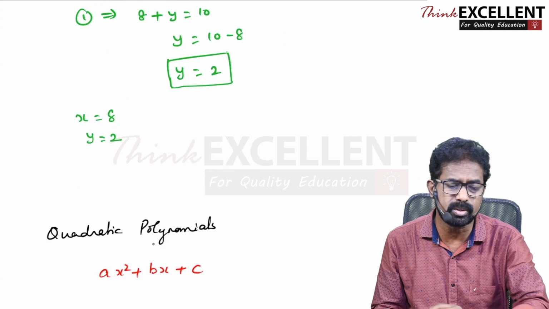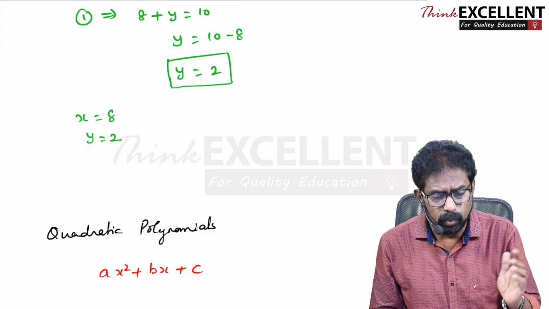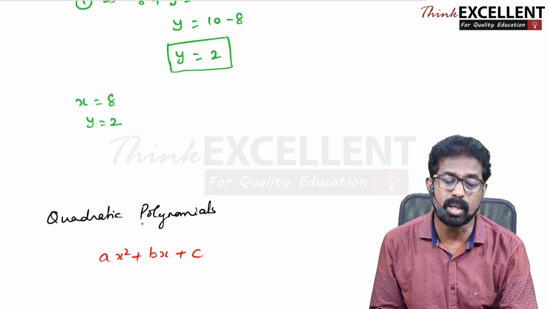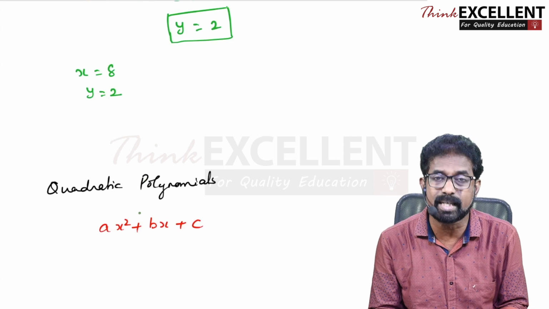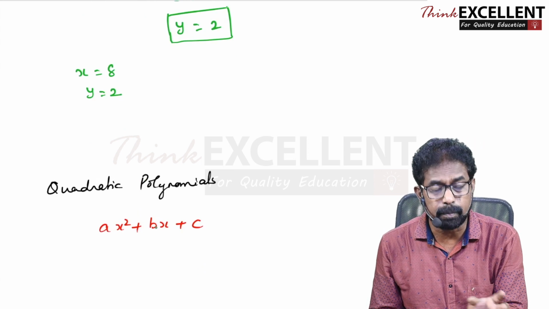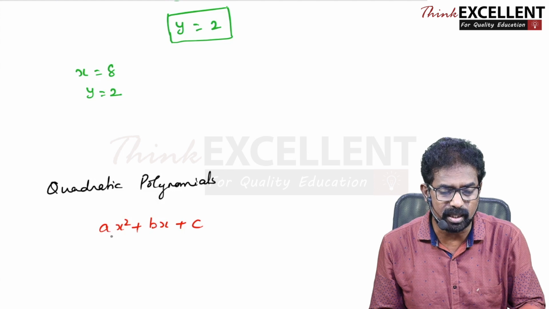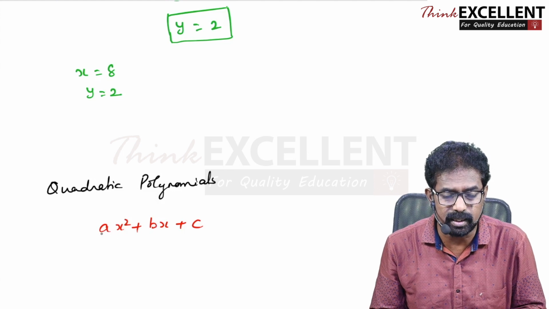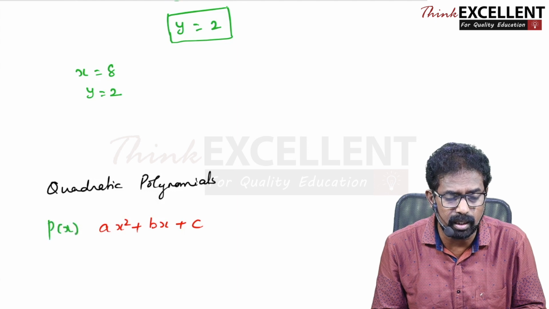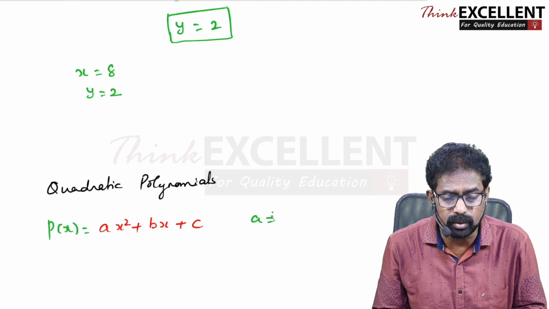Okay, so like this you can solve it. Linear equations. We have quadratic equations. Quadratic equation means the degree is 2. If the degree is 2, we call it quadratic equations or quadratic polynomial. Many terms are there, right? So the general form is like this: ax squared plus bx plus c. It is a quadratic polynomial, and here a is not equal to 0.